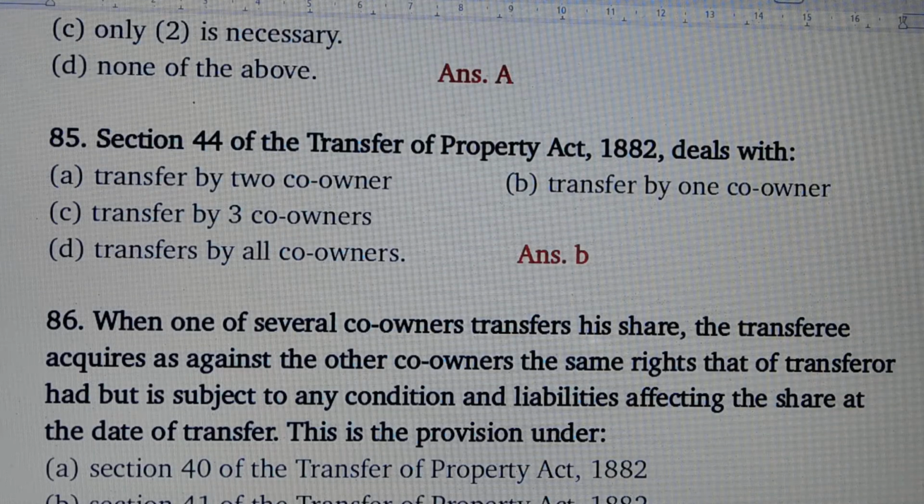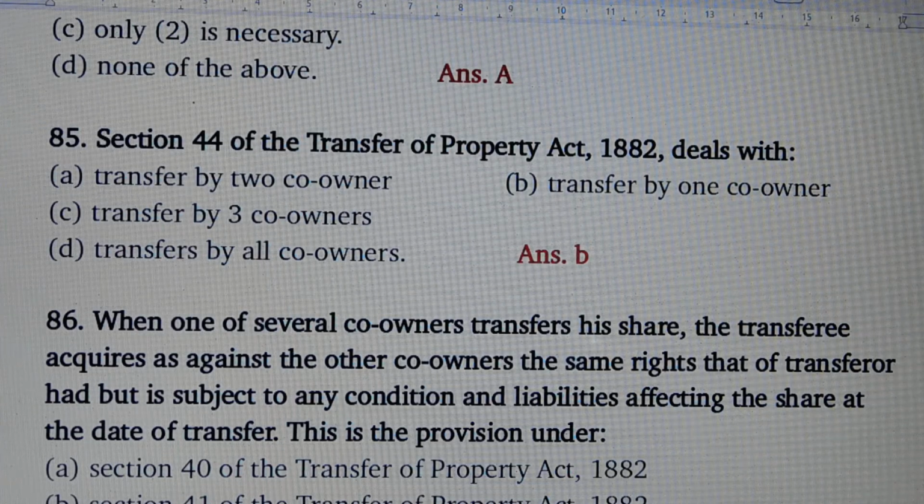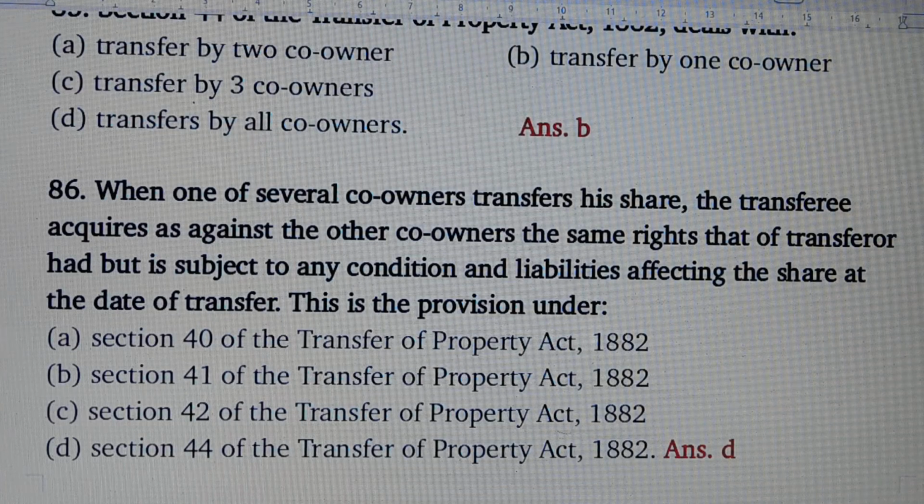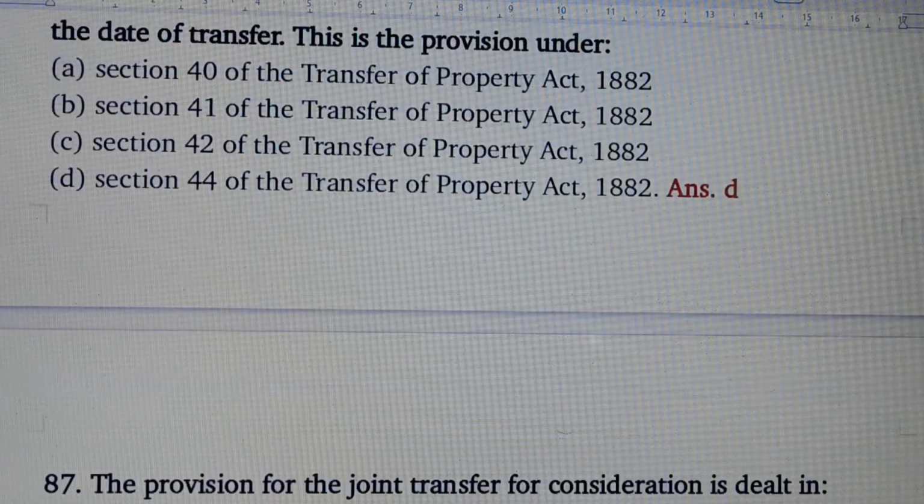Question number 85. Section 44 of the Transfer of Property Act deals with, answer is option number B, transfer by one co-owner. Question number 86. When one of several co-owners transfers his share, the transferee acquires as against the other co-owner the same rights that the transferor had, but is subject to any condition and liabilities affecting the share at the date of transfer. This is the provision under, answer is option number D, section 44 of the Transfer of Property Act.